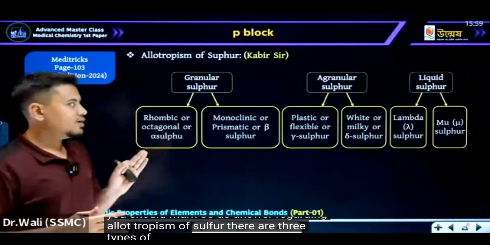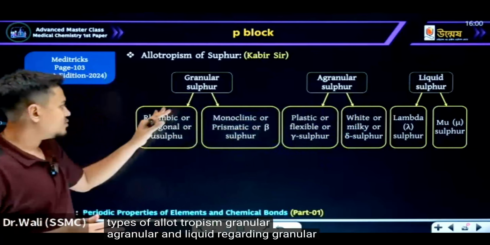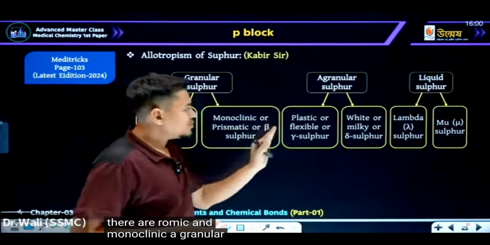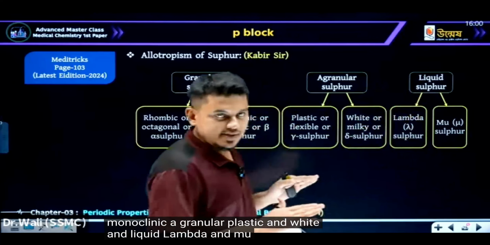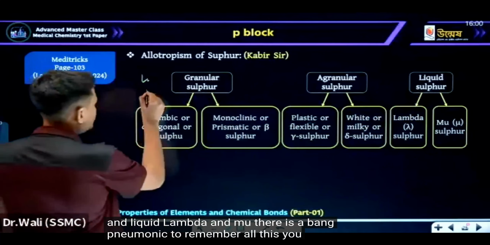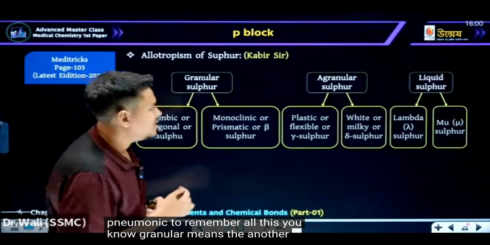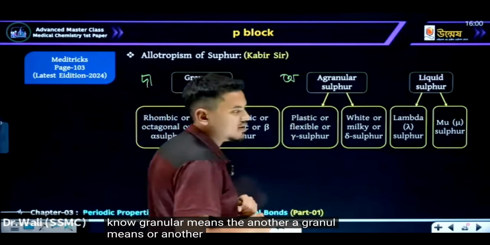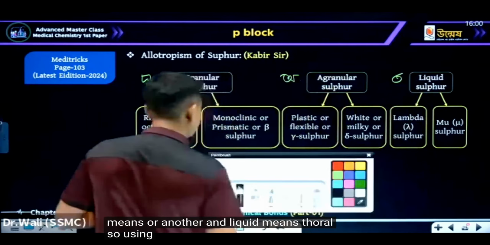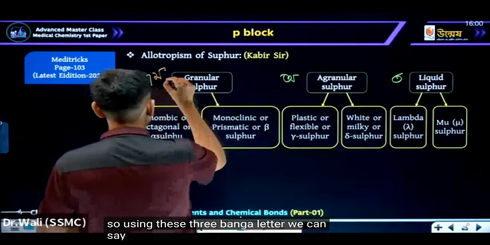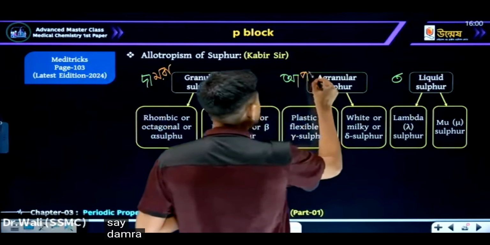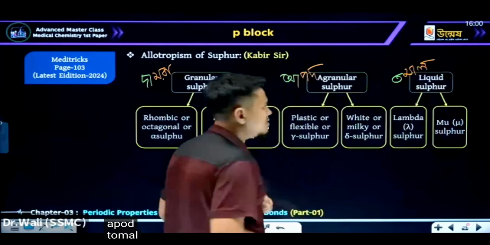Regarding allotropism of sulfur, there are 3 types: granular, agranular, and liquid. Regarding granular, there are rhombic and monoclinic; agranular, plastic and white; and liquid, lambda and mu. There is a Bangla mnemonic to remember all this. Granular means Danadar, agranular means Odanadar, and liquid means Torul. So using these 3 Bangla letters, we can say Damra, Apod, Tomal.